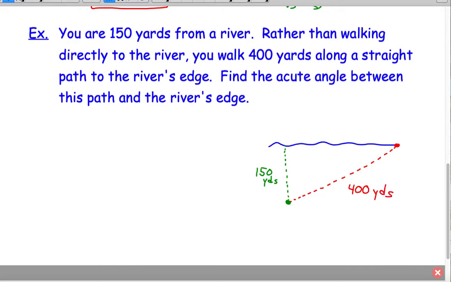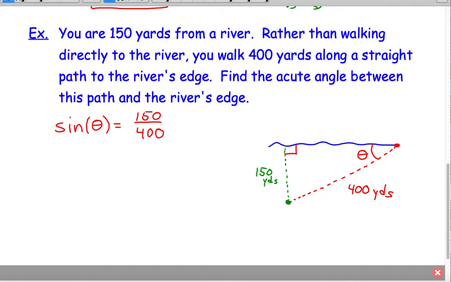Okay, where's our right angle? Our right angle is going to be here. And it's asking for the acute angle between the path you walked and the river's edge. So that's this angle over here. Let's call that theta. All right, this time I don't have the angle, but I do have the opposite leg, and I have the hypotenuse. Which trig function used opposite leg and hypotenuse? That was the sine function. So I can say the sine of theta equals opposite, which is 150 yards, over hypotenuse, which is 400 yards.